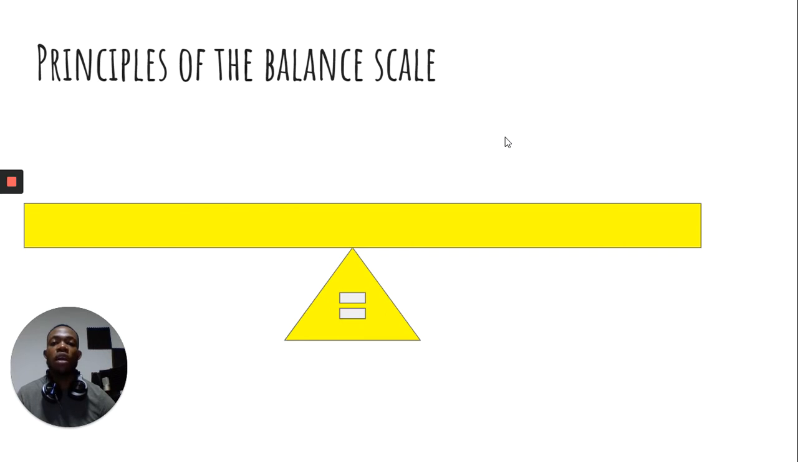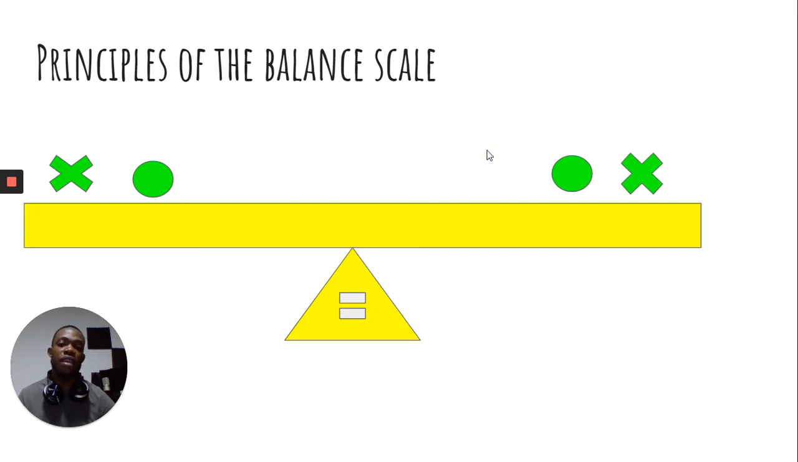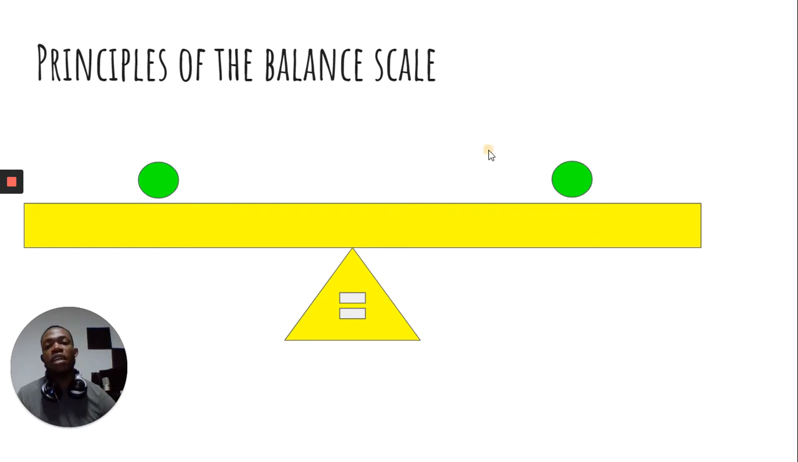Now, if you can recall, anything you do to one side of the balance scale, you must do the same to the other side. Even if I add an unknown to the left, I must add an unknown, or that same unknown, to the right. Let us dig a little deeper into this principle.